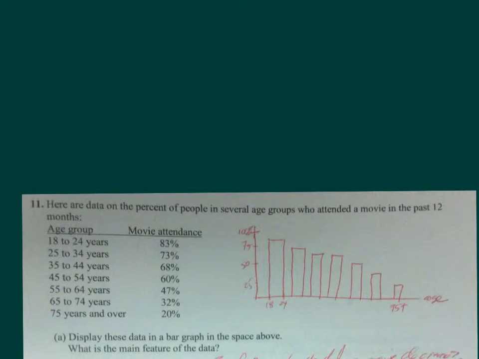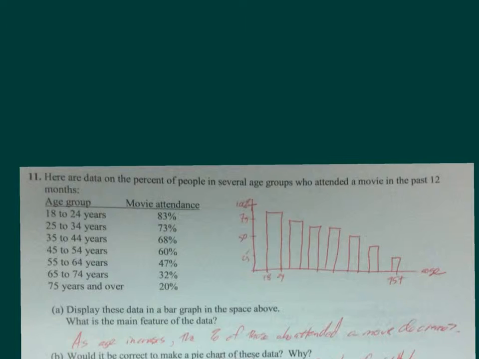Solutions to the Chapter 1 practice test are as follows. This is number 11 from the free response. As you can see, it was what percent of people in several age groups attended a movie. So here's the information, and we were told that we need to display these data in a bar graph. All right, so there's my bar graph.